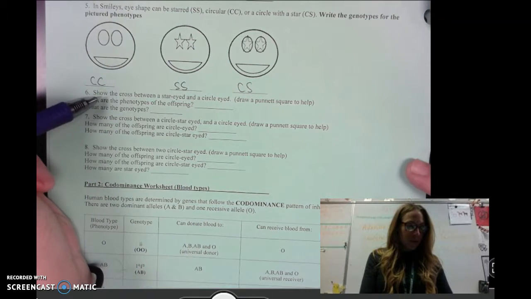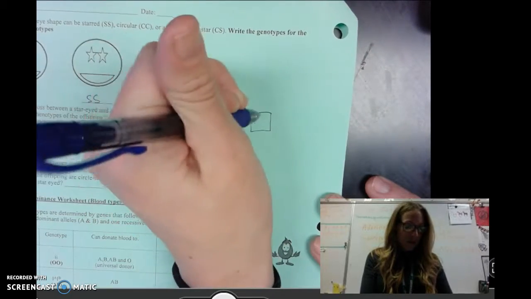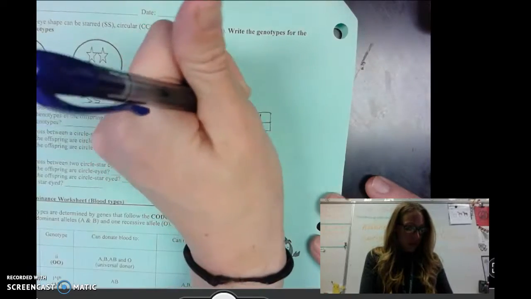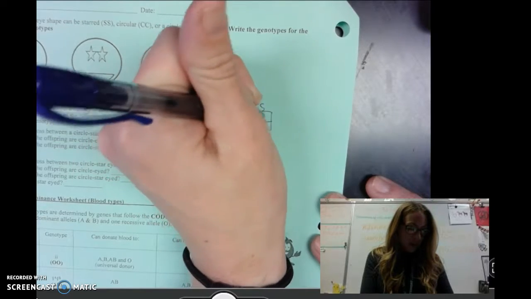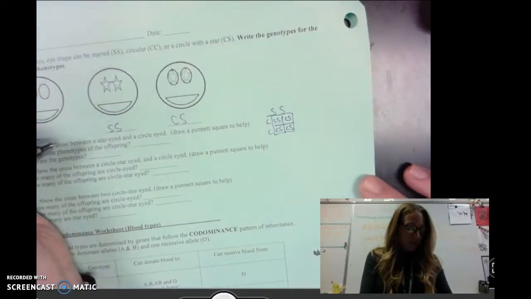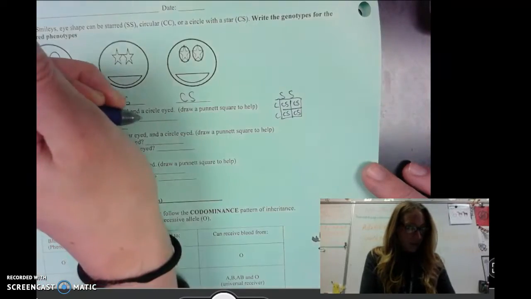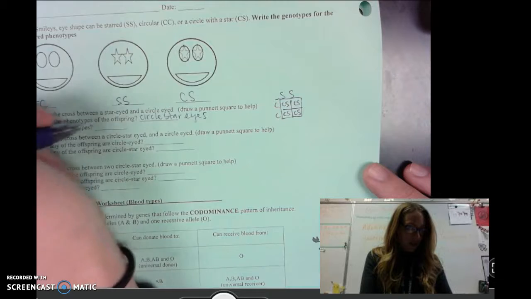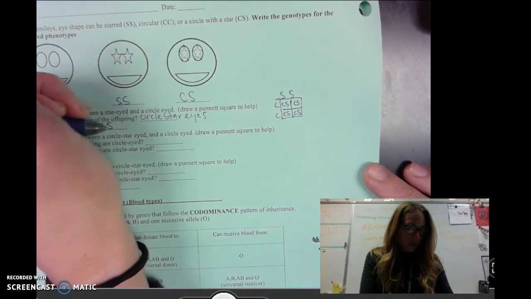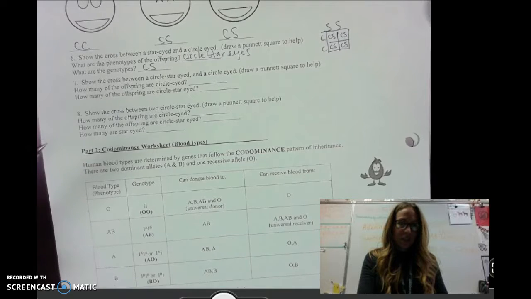If we're to show a cross between a star-eyed and a circle-eyed, it would look a little bit like this. If that's my Punnett square and I've got a star-eyed and a circle-eyed, every single one of my offspring should be circle star-eyed. So I'm going to write that the phenotypes are the circle star eyes, and the genotype is that it's 100% circle stars. Pretty unique situation there. All right, so we're going to finish this section on incomplete dominance.